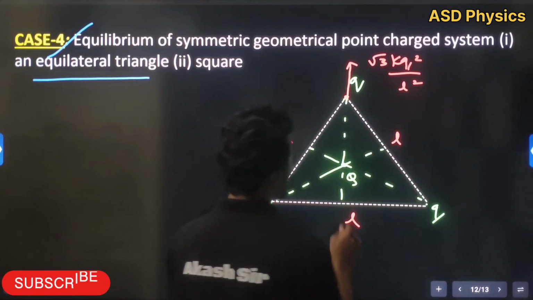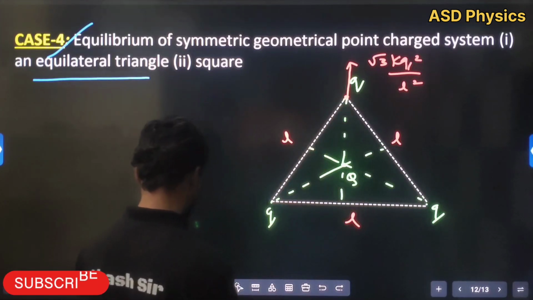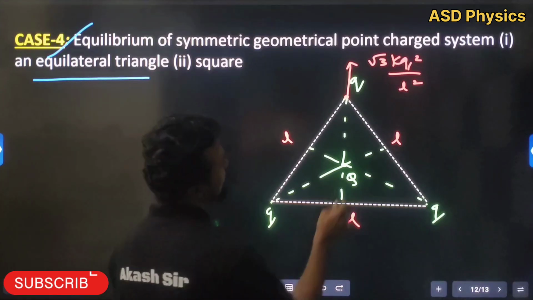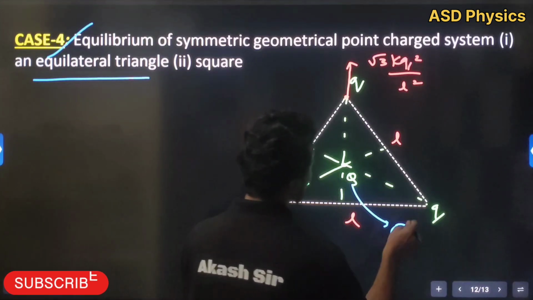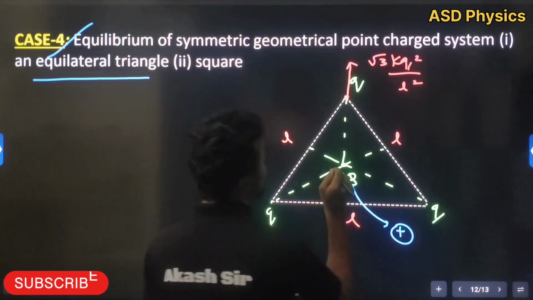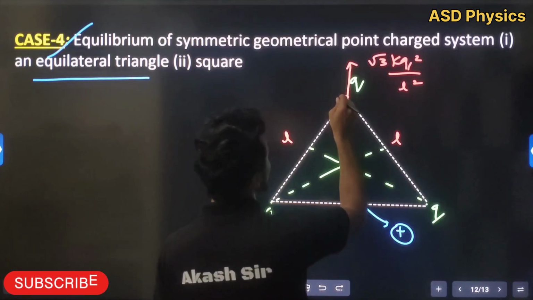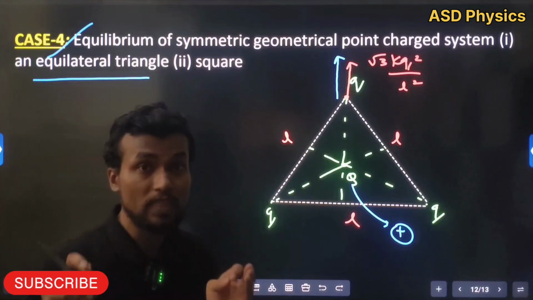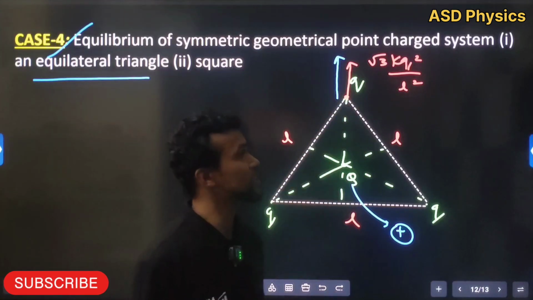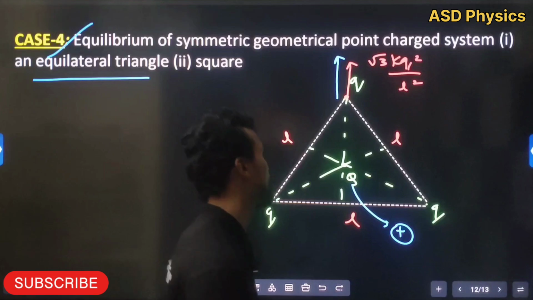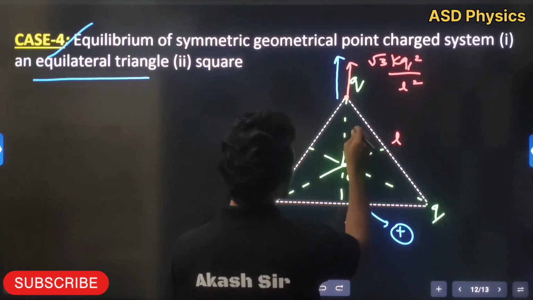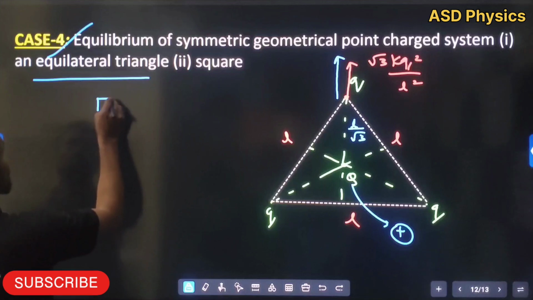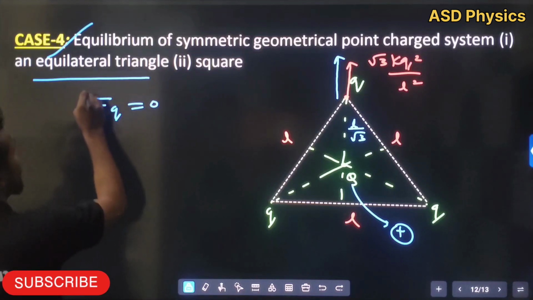Okay, but what about the charge capital Q and small q? If in the question they did not mention anything, what will we consider? We are just considering this charge is positive. That means the force between capital Q and small q is in this direction. I know for the resultant force both should cancel out, but I am just considering it here. So if this is L, this is L, this is L, this length is L by √3.